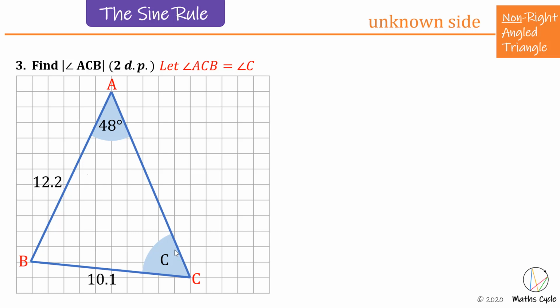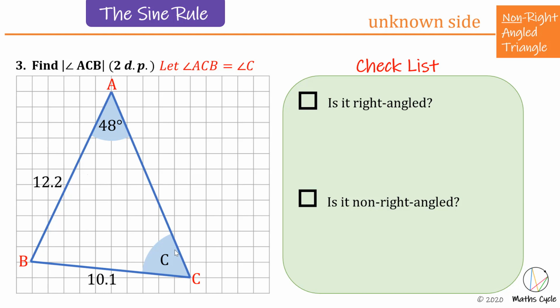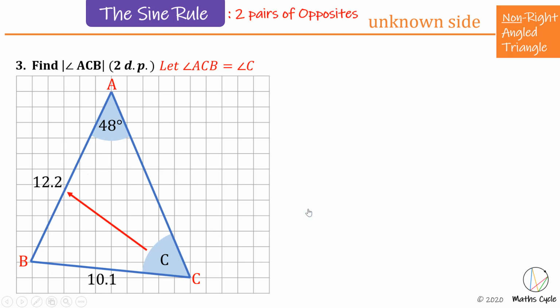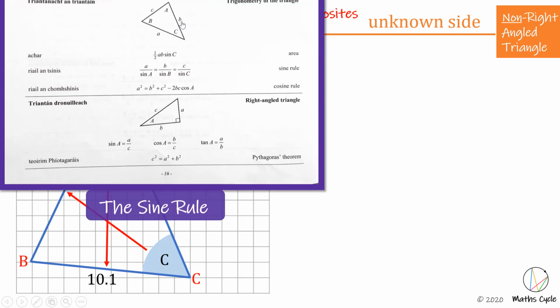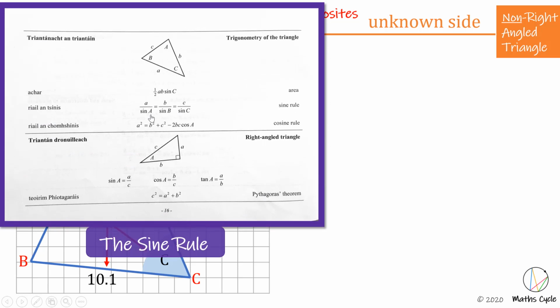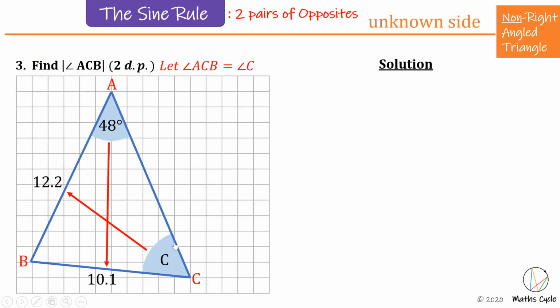Okay, so we have this in our exam papers, and first thing, let's check, what am I looking at? Is it a right angled triangle? No. Is it non-right angled? Yes. Do I have 2 pairs of opposites? So let's check. I can see that the angle C is opposite the 12.2 and the angle 48 is opposite the 10.1. So this is perfect for the sine rule. So on page 16, we have the sine rule that the side over the sine of an angle equals the side over the sine of an angle. So using the sine rule to build our solution, we have that 12.2 over the sine of c equals 10.1 over the sine of 48.